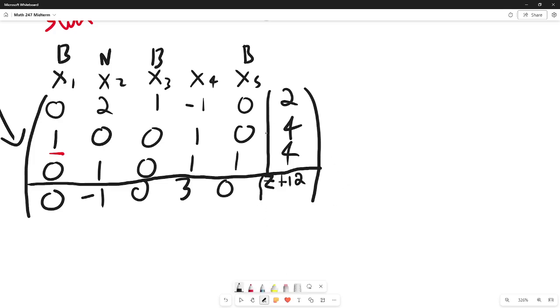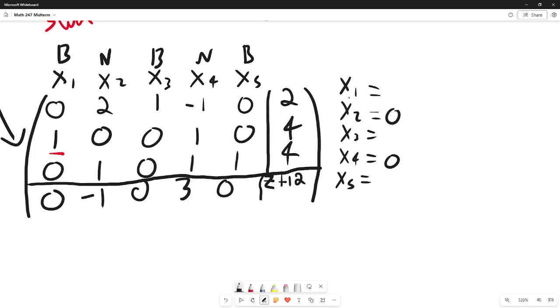Since we are in feasible canonical form, we can come up with a solution. So we're going to say x1, x2, x3, x4, x5. We're going to set the non-basic variables to 0, so x2 and x4. And we're going to get the values for x1, x3, and x5. Well, x1, we see that that is 4.